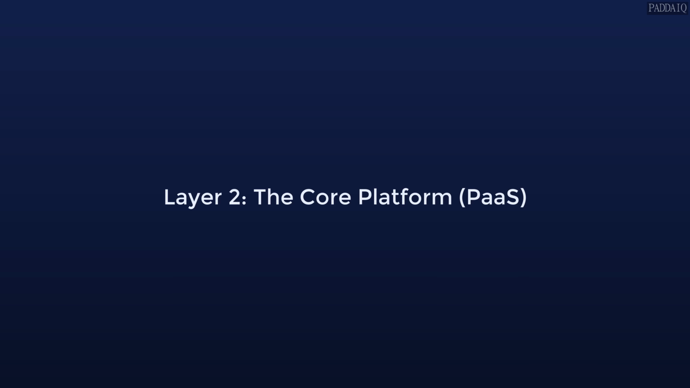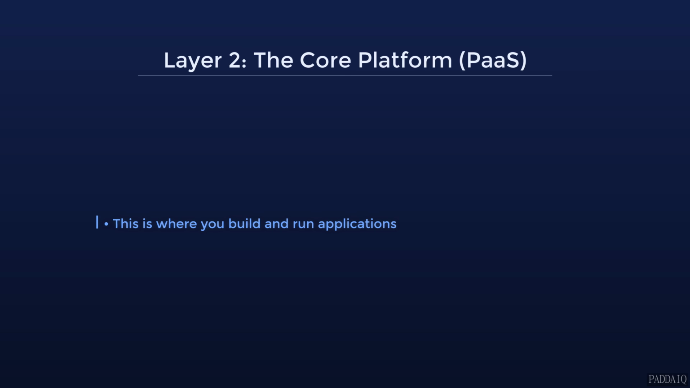Layer 2, the core platform as a service. This is where you build and run applications. It provides the essential tools and services for developing and operating software, like databases and runtime environments. For example, you could build a custom employee portal that runs securely here. This core layer is the foundation for all your custom applications on SAP BTP.